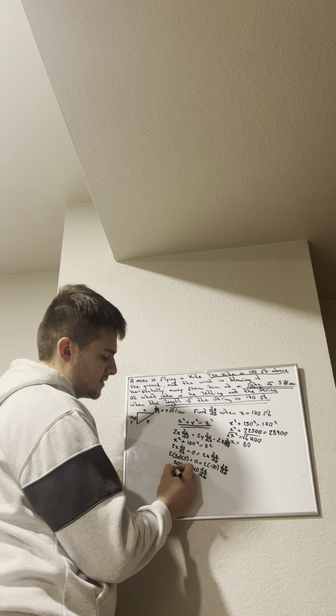So 40 over 17 feet per second is going to be dz/dt right here. So this is going to be the rate at which the man is letting go of the string when the length of the string is 170 feet. So we can write the statement down.